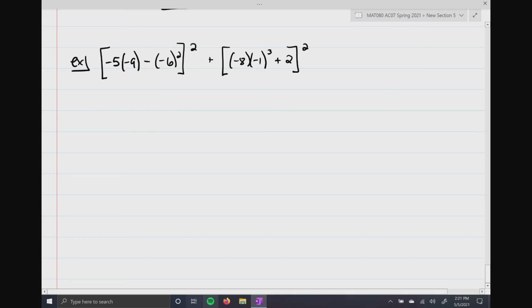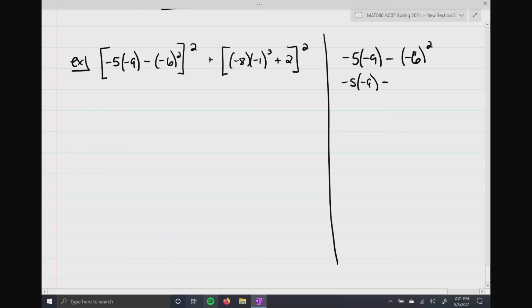What I'm going to do is draw a line, and write the inside of those brackets off to the right here. First things first. I know a lot of us may see the double negative back to back. You need to be careful. You do not do that first. That is a multiplication thing. You've got to do the exponent. So, -5 times -9 minus -6.